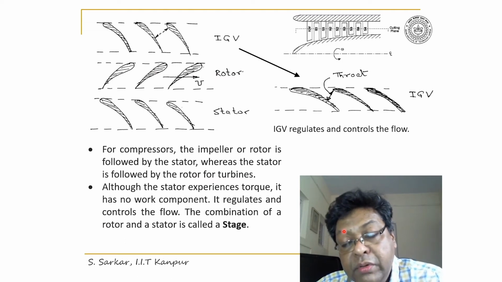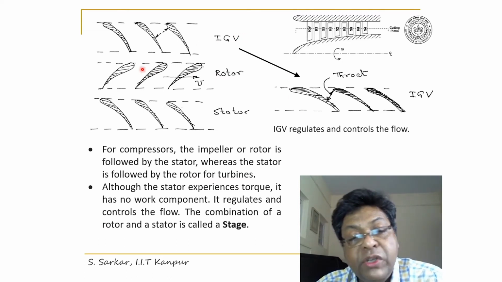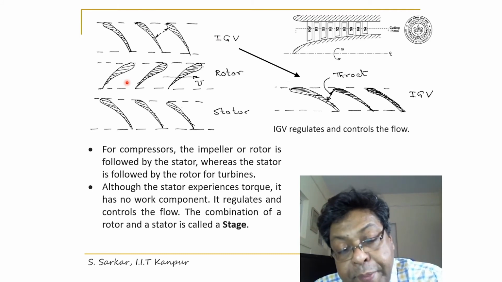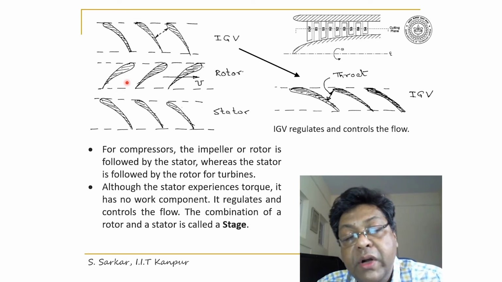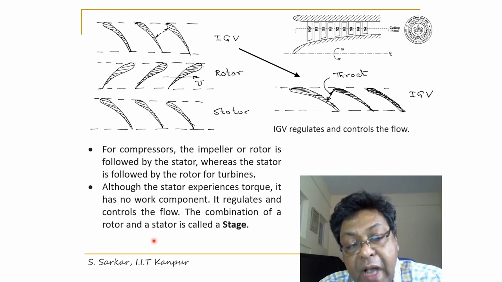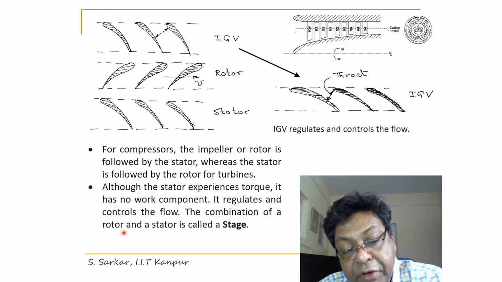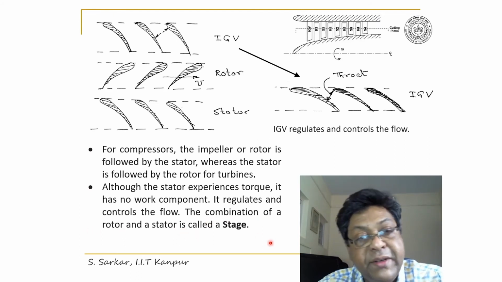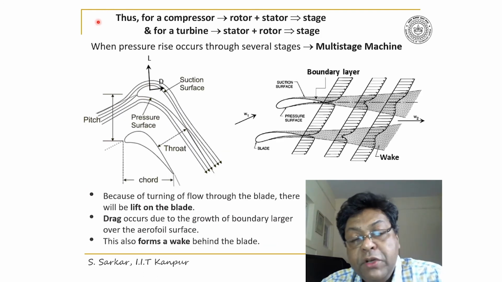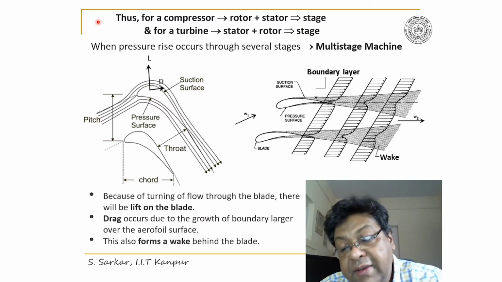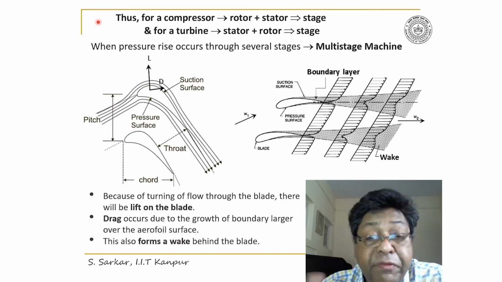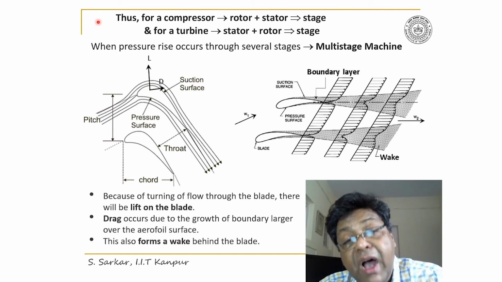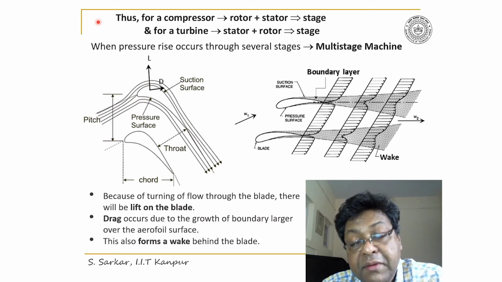and by the combination of stator and rotor we guide the flow properly to pass through the rotor, and the combination of stator and rotor is called a stage. I have written here the combination of rotor and stator is called a stage. Please note that for a compressor, stage is defined by the combination of a rotor and stator, whereas for a turbine it is defined as stator plus rotor.